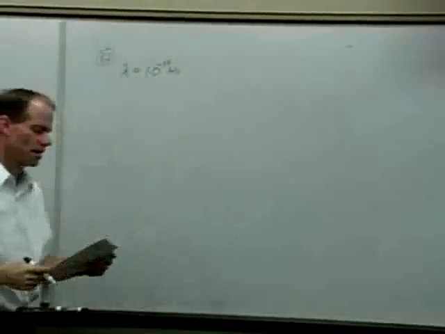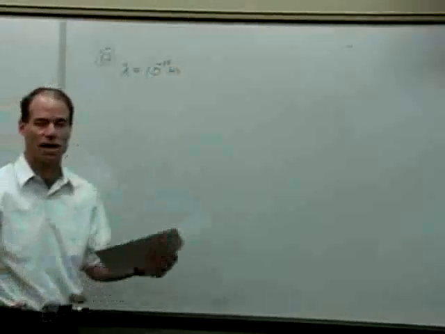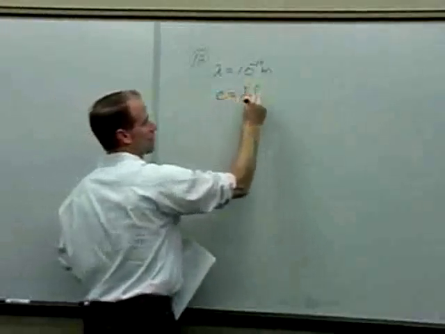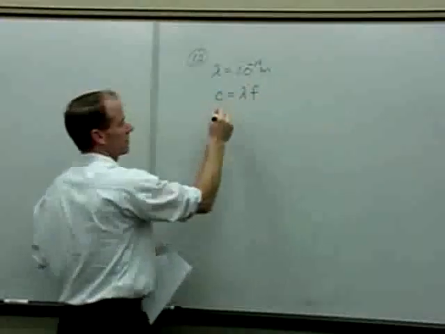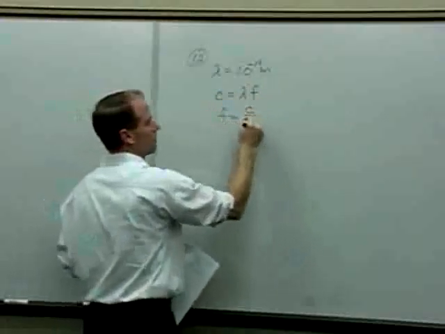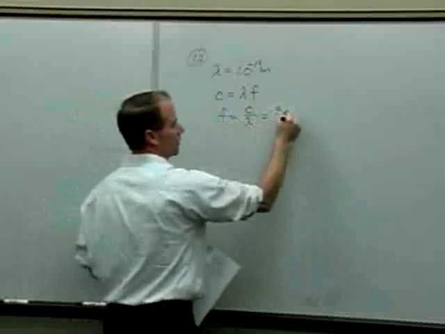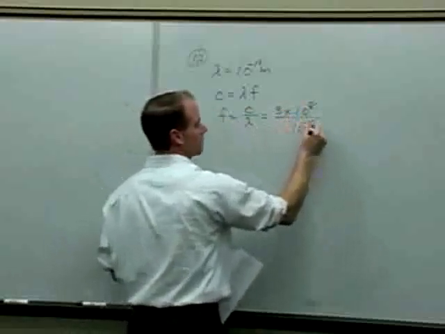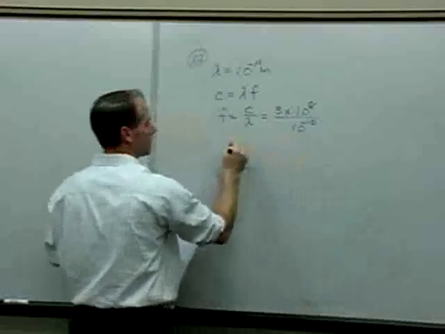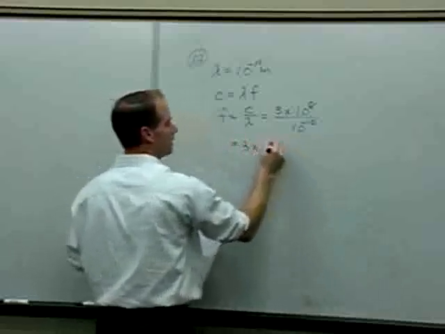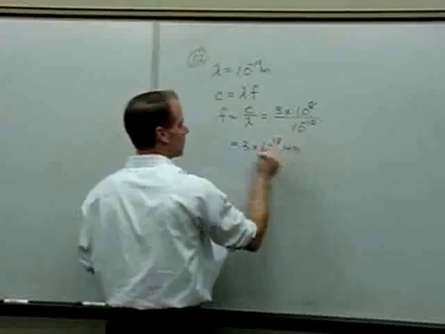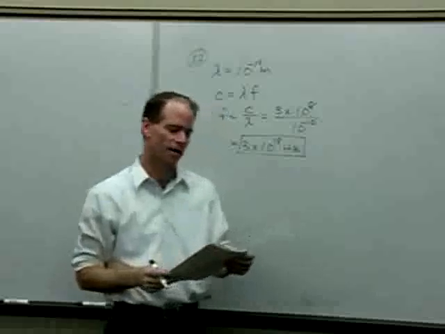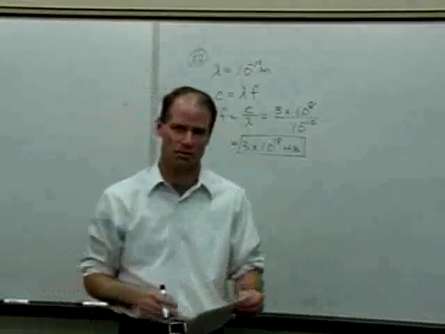Now, X-rays are part of electromagnetic radiation, so they travel at the speed of light, and the speed of light is the wavelength times the frequency. So the frequency is the speed of light divided by the wavelength. That's 3 times 10 to the 8 divided by 10 to the minus 10, so that's going to be 3 times 10 to the 18 hertz. Very high frequency. With higher frequency comes higher energy, and that's why X-rays are more energetic.